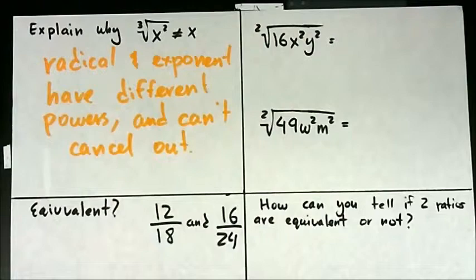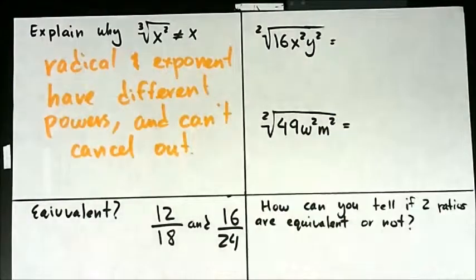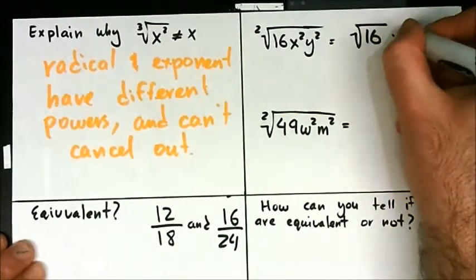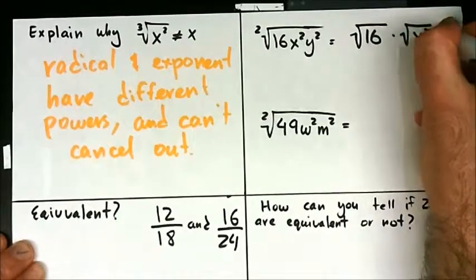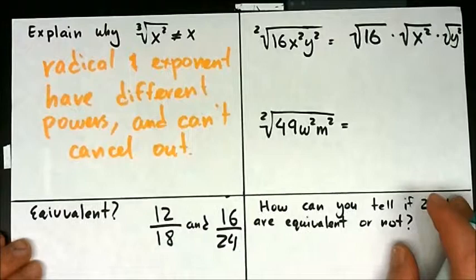Questions? Next problem. It's kind of a dual problem. Here we have two radical problems. How can we work both of these out? Well, you can break them up first. That's what I like to do. I break them up into their own separate parts. 16, x squared, y squared. Alright.